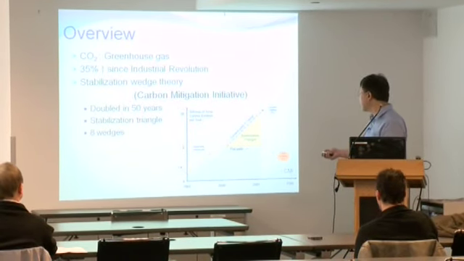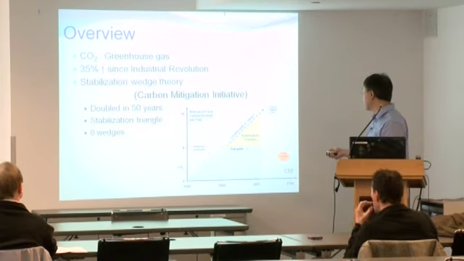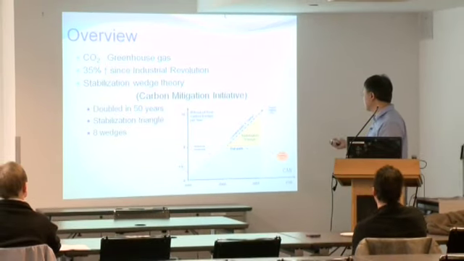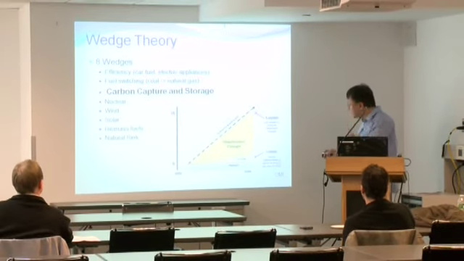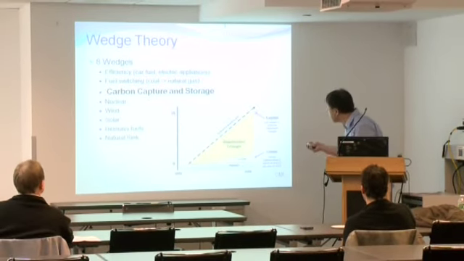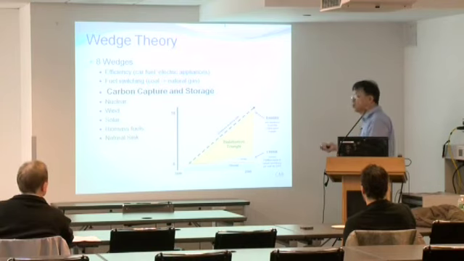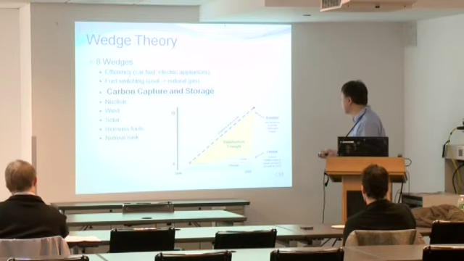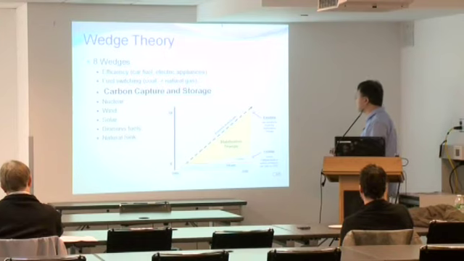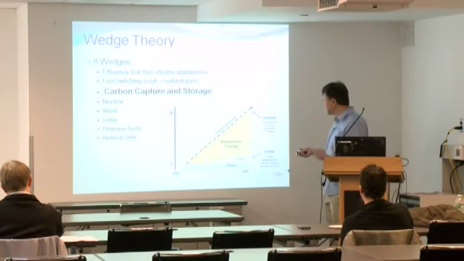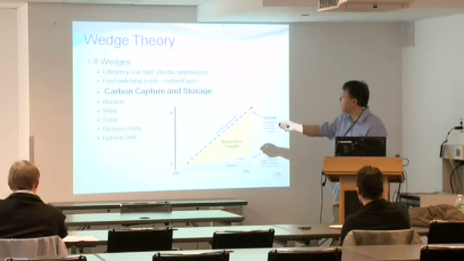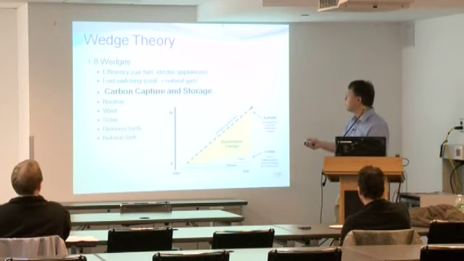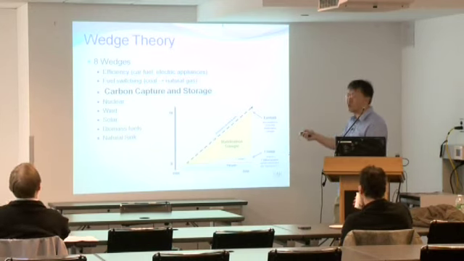So to stabilize this carbon dioxide concentration, we have to remove this triangle. It's hard to see, but they split this triangle into 8 wedges, and then they remove each wedge using a category of technologies. So they suggested these 8 categories of technologies. And there's carbon capture and storage.